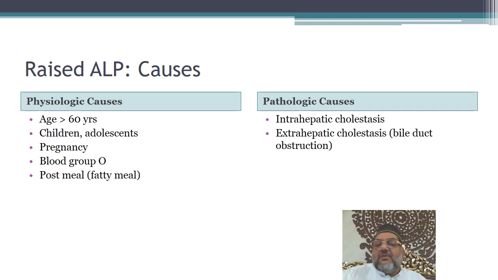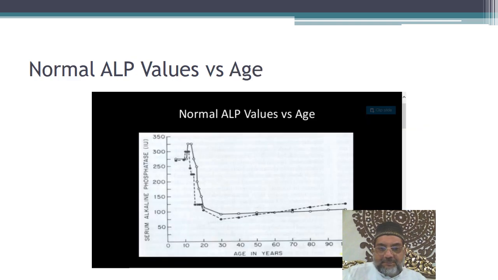Intrahepatic cholestasis is sometimes seen in cases of resolving acute hepatitis and because of damage to the swollen biliary duct, while extrahepatic cholestasis could be because of stone, stricture, or malignancy. This is a graph showing age-related changes in the level of alkaline phosphatase, which is elevated in adolescence, then comes to a plateau, and then slightly increases in the elderly.